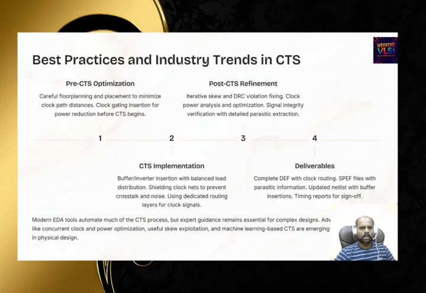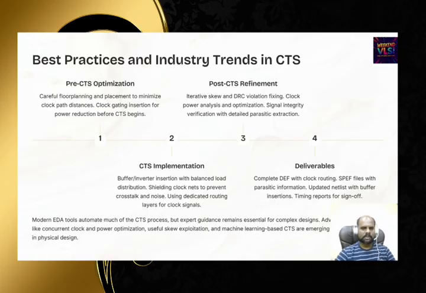Okay. Best practices in industry, industry trends in CTS. What are the things we do? Before CTS is built, in the pre-CTS optimization, we will have better clock gating. Clock gating is used to control power. With the enable signal, whenever a particular set of clock pins is not switching, you can just disable that particular clock so that there won't be any switching, and switching power will be saved.